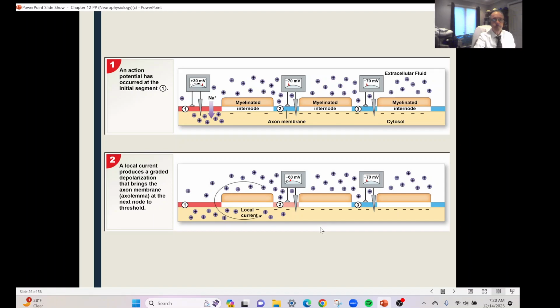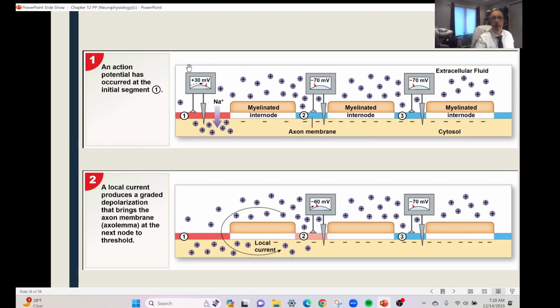Let's take a look. So again, we're going to start here. This first section will be the initial segment. So again, we stimulated it. We got depolarization happening, right? Sodium's coming in. How do I know I got depolarization? Look at the meter, right? It's plus 30. So that means that we have the upward swing. But now check this out.